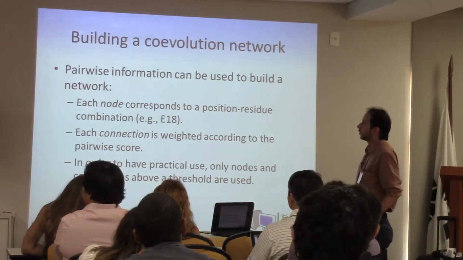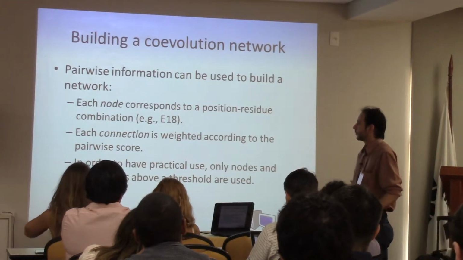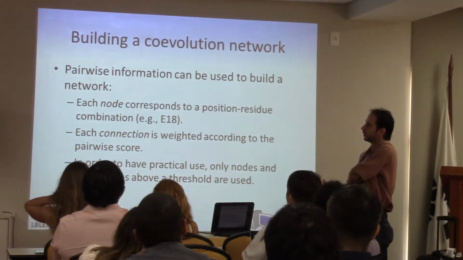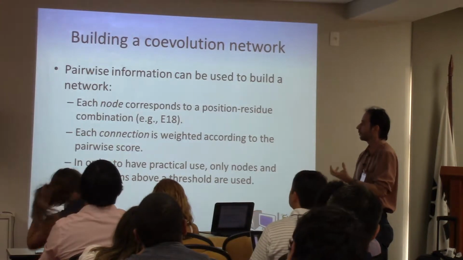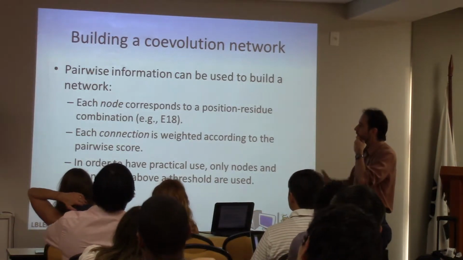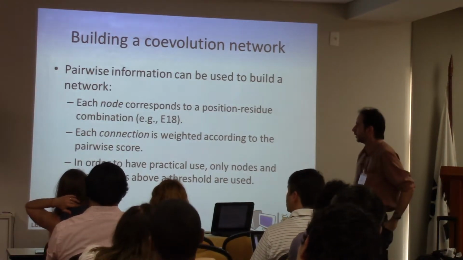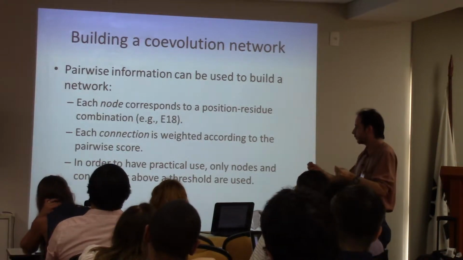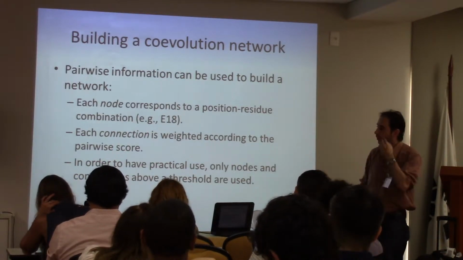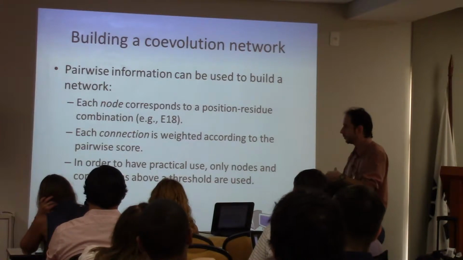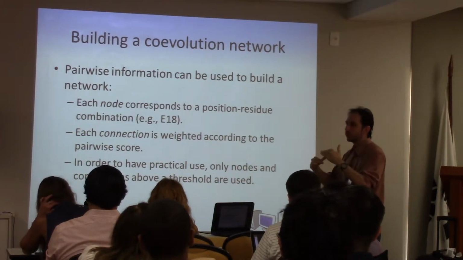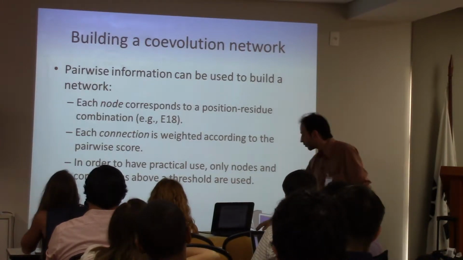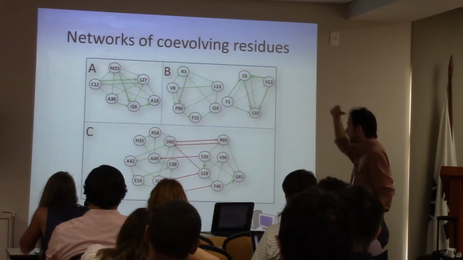Then I build a network with these results, on which having a node means that I have a combination of position and residue. So for example, glutamate in position 18, and I will have a connection which is weighted according to the score. In order to have something useful, I just use nodes and connections which are above a given threshold. Then we can have things like this.